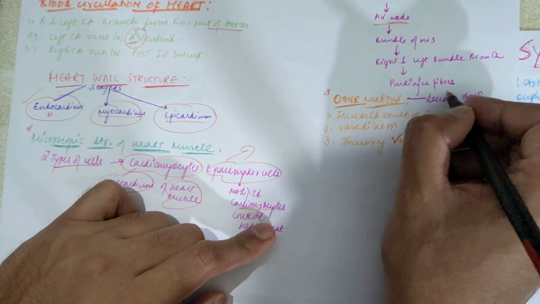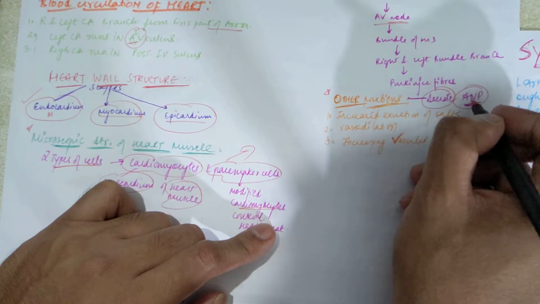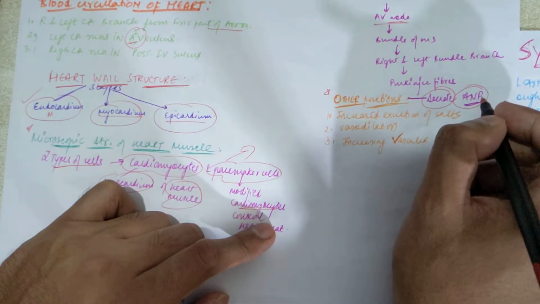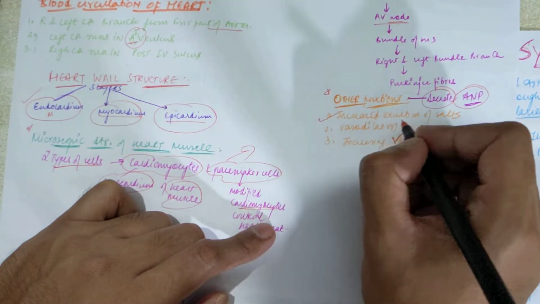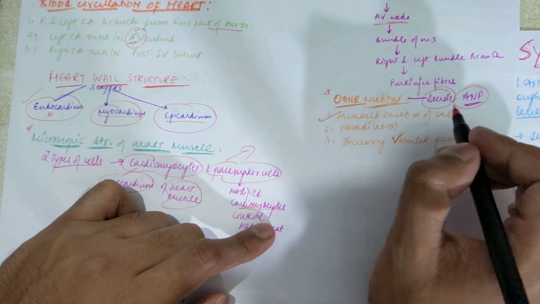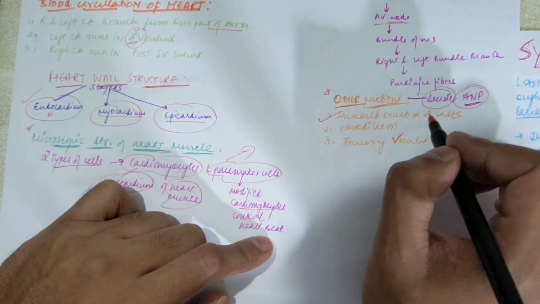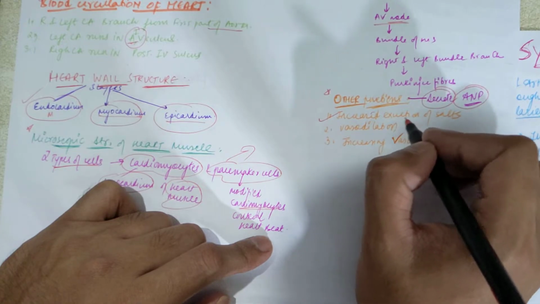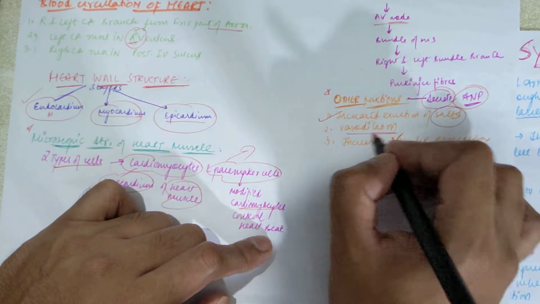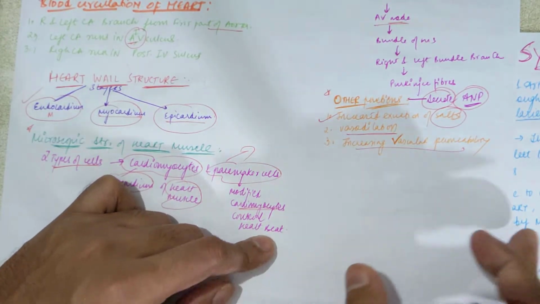Other functions are done by a secretion of the heart called atrial natriuretic peptide, which is released by the heart into the plasma and the blood. It increases the excretion of salt, causes vasodilation, and increases vascular permeability.